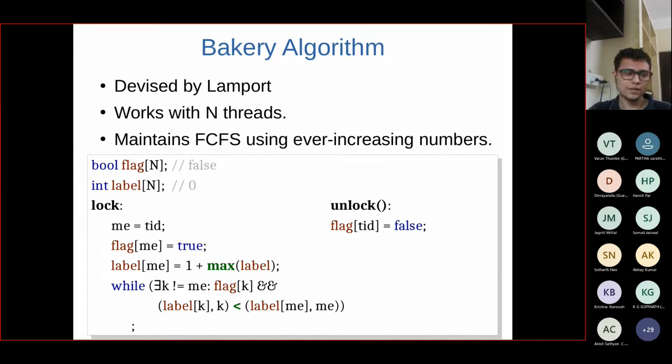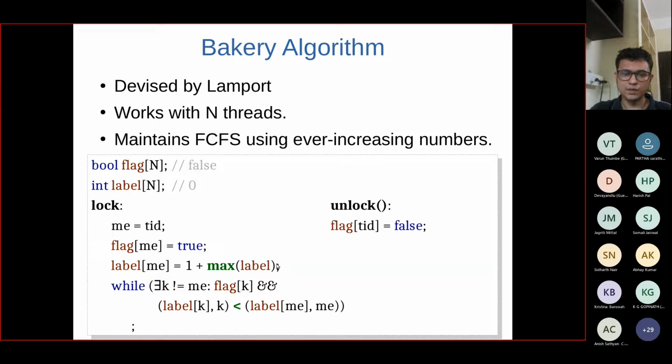Now let's say a few other threads came. Thread with ID 2, 3, 4 came. Sorry, not 2, 3, 4. Thread with ID 1, 2, 3 came. Thread with ID 0 is already there inside the critical section. Thread with ID 1, 2, and 3 came. They'll set flag to true. They'll get the labels as 2, 3, 4, because 1 was the max label at that time.